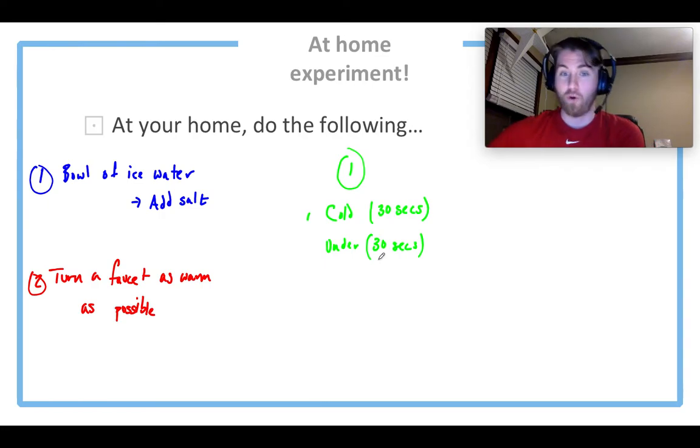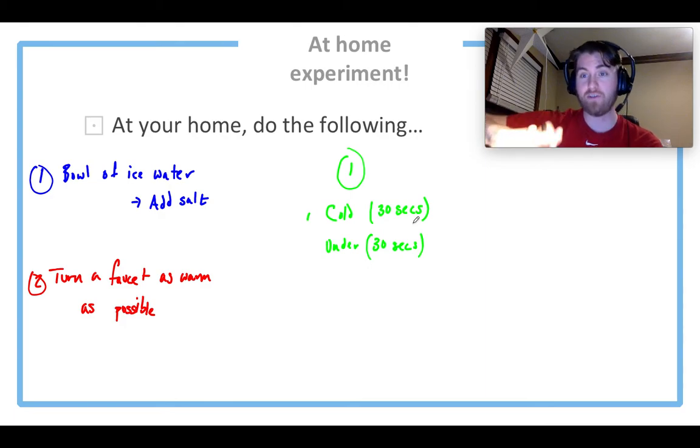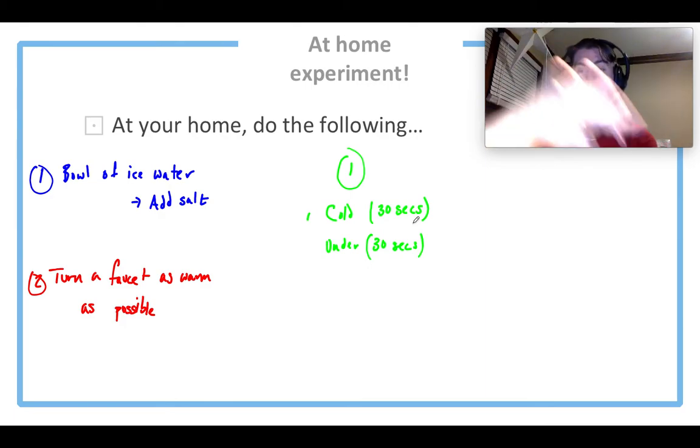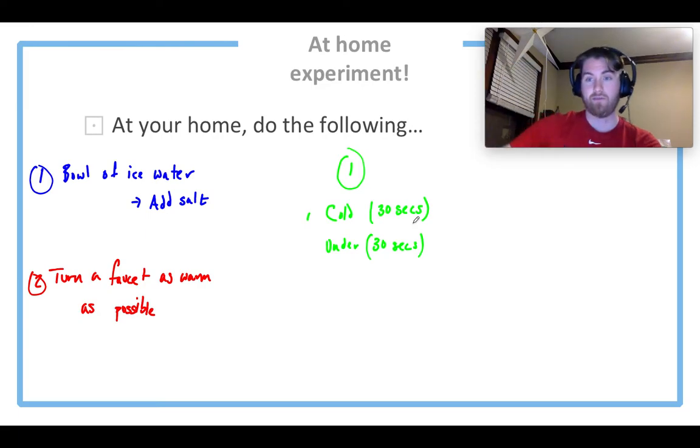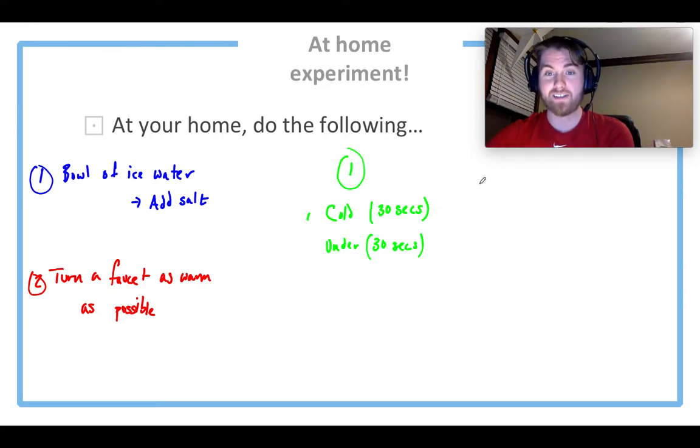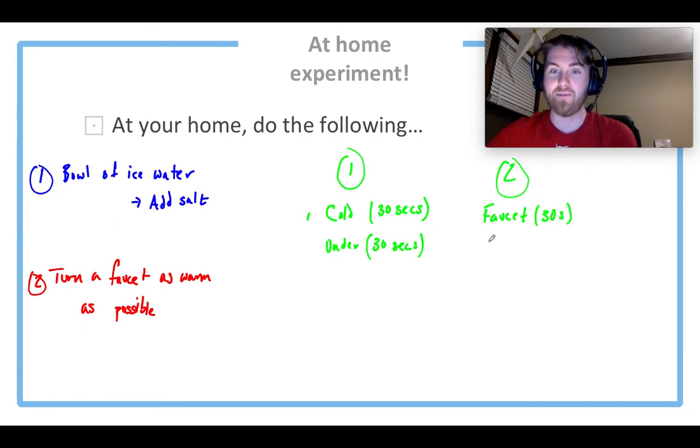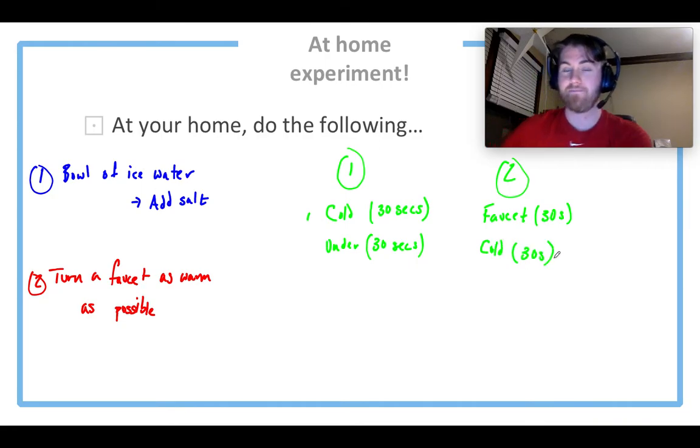So hold it in that bowl of ice water for 30 seconds. Really get your hand acclimated to that temperature and then switch it from the cold to the hot. Then for your second trial, you're going to reverse it. You start out with the faucet for about 30 seconds again, and then I want you to dip it into the cold water for 30 seconds. One of these two is going to feel a whole heck of a lot better than the other one.